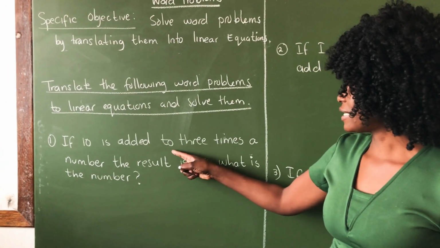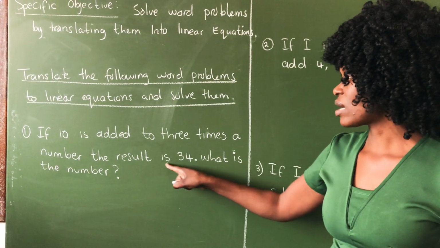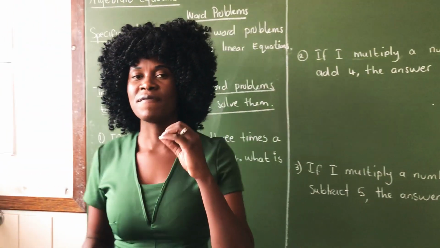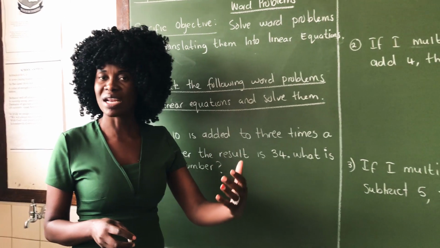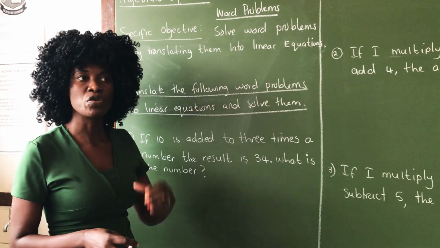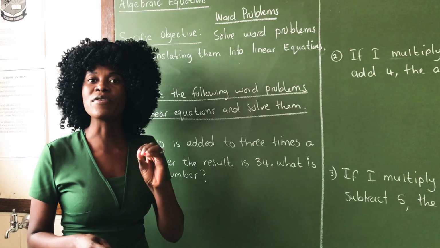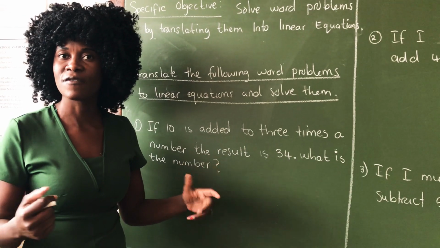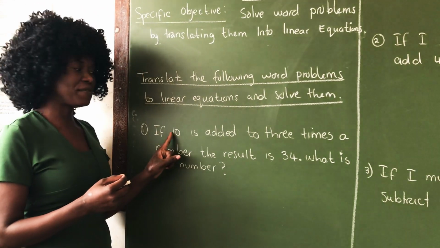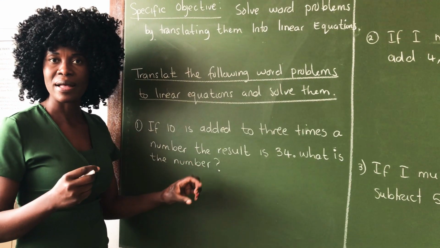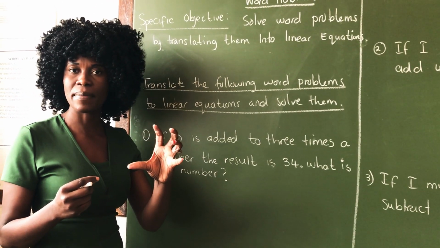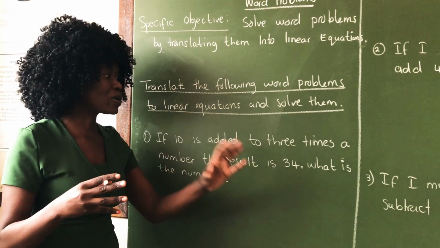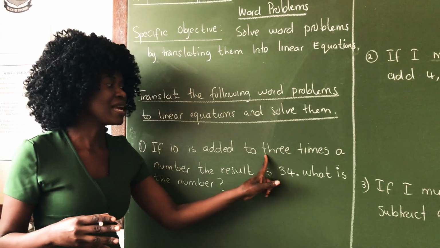Alright, so now let's look at the first question. If 10 is added to 3 times a number, the result is 34. What is the number? So when you're solving a word problem, you need to be very, very careful with translating of words or terms. You need to understand the question clearly before you start answering. Try to read it once, twice, or thrice for you to get it. Alright, now it says if 10 is added to 3 times a number. This basically means that there was already a specific number, then 10 has been added to it to get 34. So what is this number that was being multiplied by 3? Because it says 3 times a number.